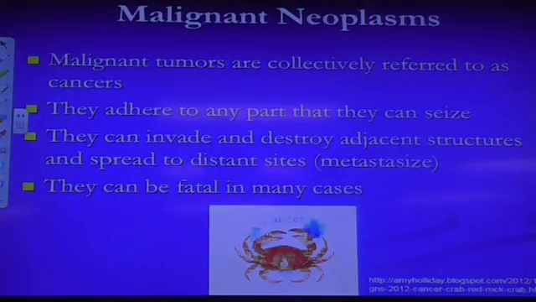Repeating some of the same things, malignant tumors are collectively referred to as cancers. They're kind of like a crab that's constantly clawing its way through. They adhere to any part they can seize. They can invade and destroy adjacent structures and spread to distant sites, or metastasize, and they can be fatal in many cases.